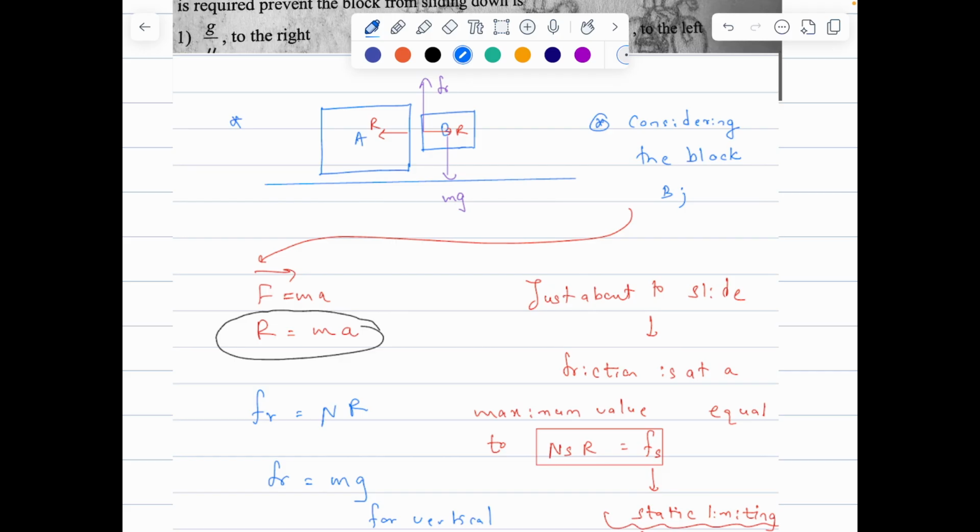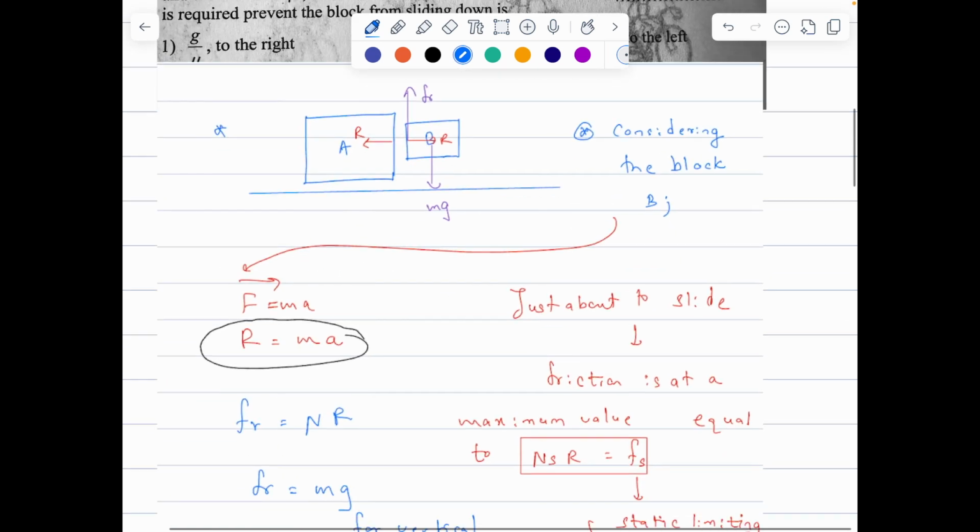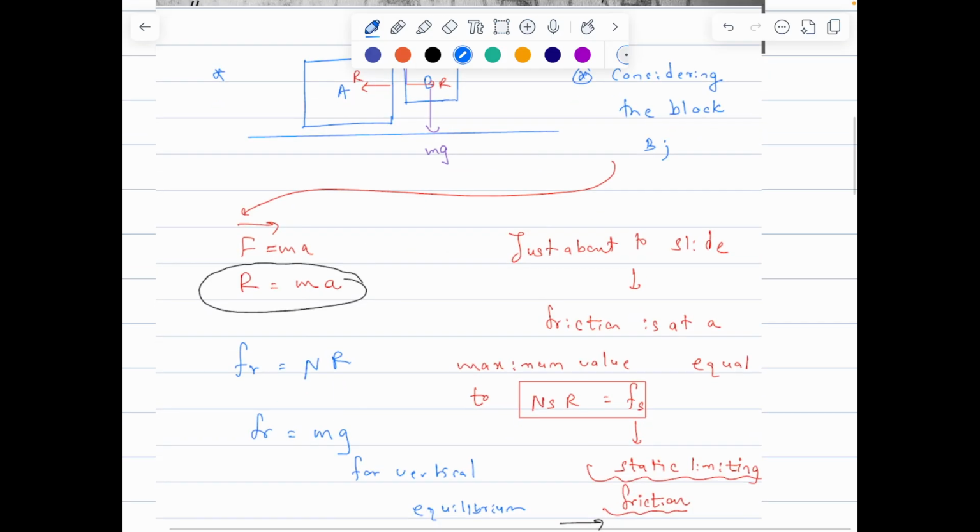Also, I can write an expression for the friction. Now you can see they are asking for the minimum acceleration of the trolley that is required to prevent the block from sliding down. So when the block is just about to slide down, what's the minimum acceleration that you require? Then we're talking about static limiting friction, right? So just about to slide, the friction is at a maximum value equal to what? Mu s R. That's equal to Fs, mu s R, right? That's the static limiting friction.